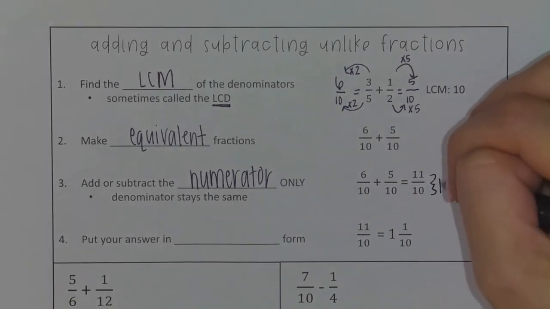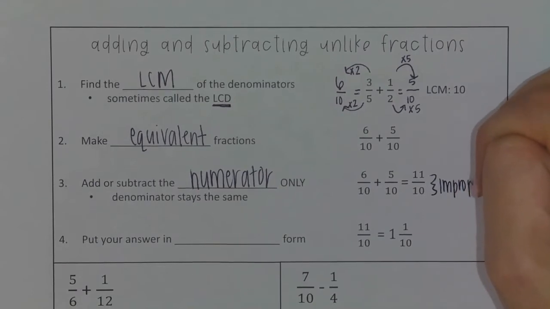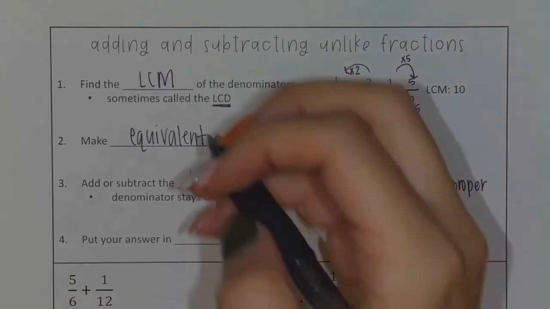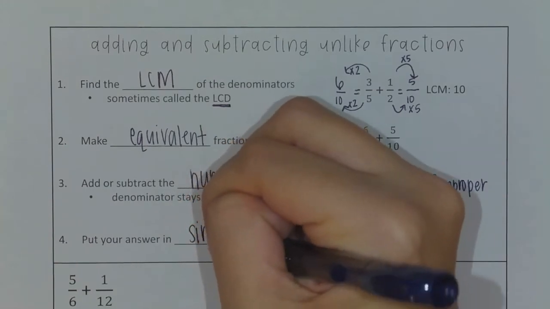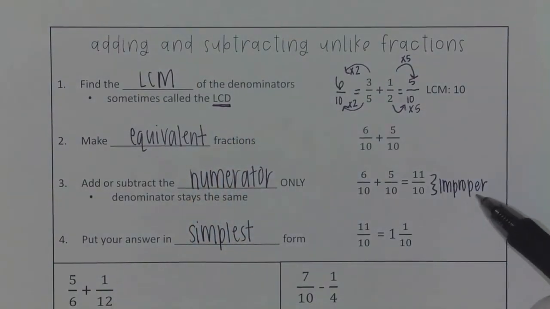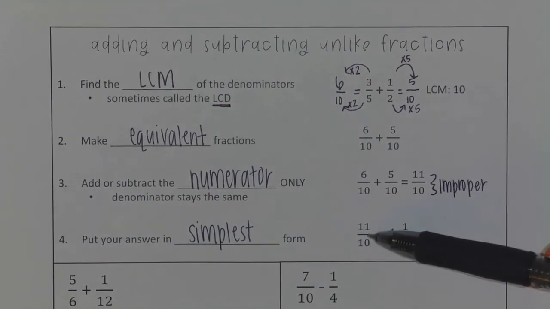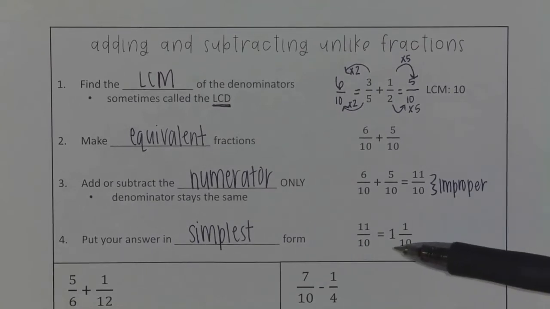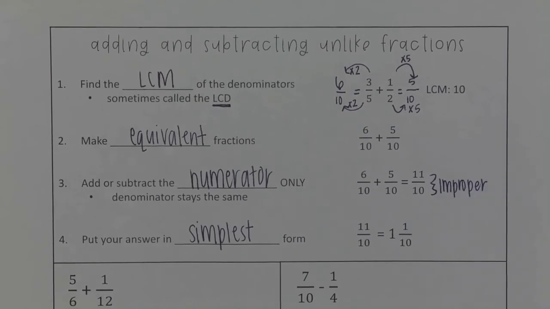So 11/10 is currently an improper fraction. Remember, it's got a bigger numerator and a smaller denominator, and I can't leave it as an improper fraction. So I have to put my answer always into the simplest form. So to go from an improper fraction to a mixed number, my strategy is to divide. So 10 goes into 11 one time. I have one piece left over, so 11/10 as a mixed number is 1 and 1/10.